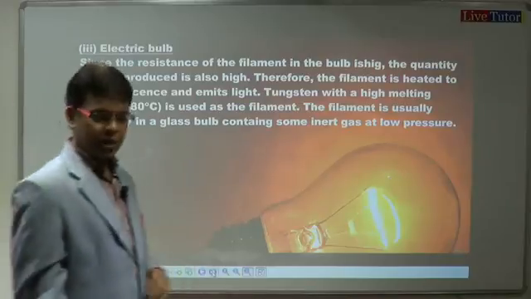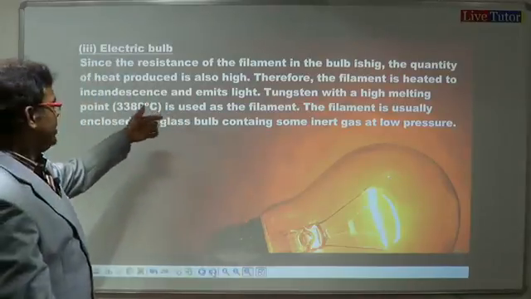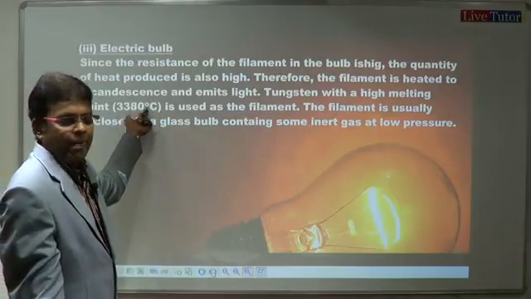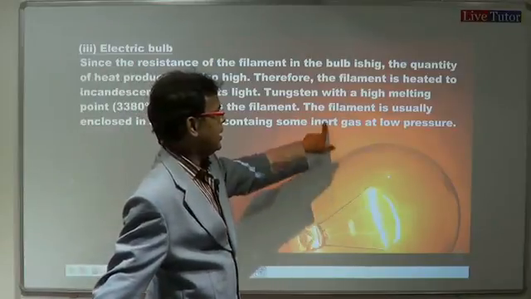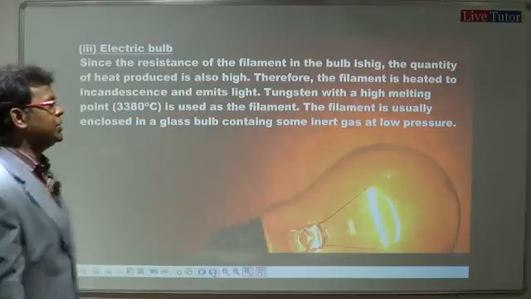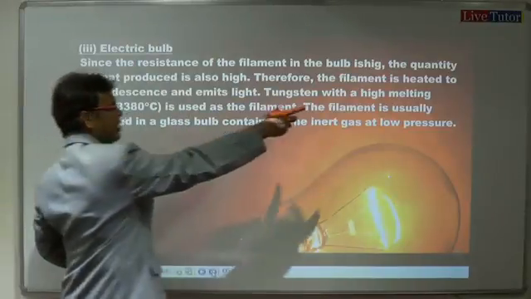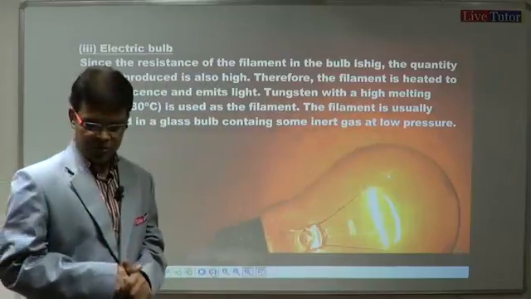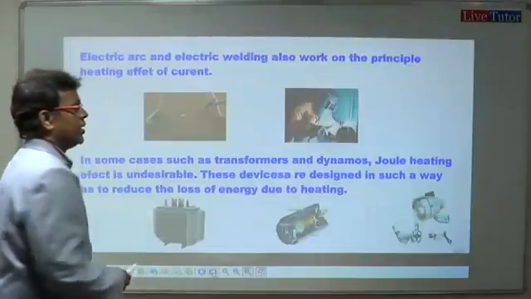Right, this is another important application of Joule's law of heating. இதுல என்னென்ன பாயிண்ட்ஸ் நோட் டவுன் பண்ணது மல்டிபிள் சாய்ஸ்ல கேட்பாங்க. ஒன்னு the 3380 temperature, and what is the gas enclosed inside the bulb, inert gas at low pressure, and what is the property of this tungsten, it has a very high melting point, right? In the points நாம நல்லா ஞாபகம் வச்சுக்கணும், so that you can easily attempt the multiple choice questions.